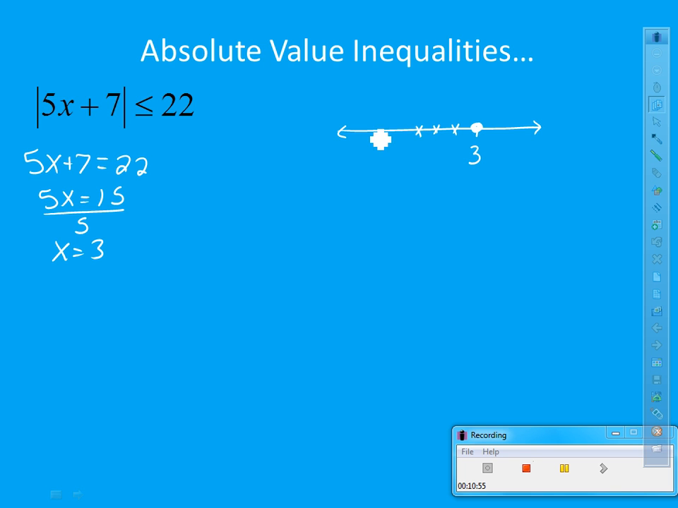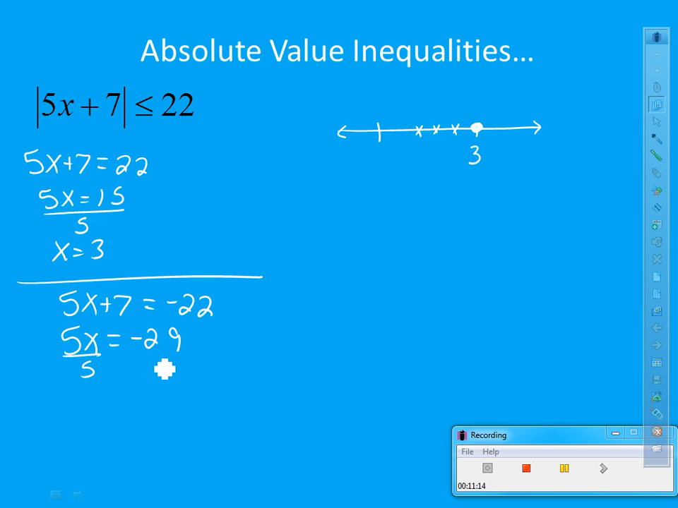Let me go get this other main number, though. So I'm going to go 5x plus 7 puts me 22 units to the left, so negative 22. Minus 7 from both sides and get negative 29. Divide both sides by 5, and since this comes out to be a nice decimal, you can use negative 5.8. So I'm putting negative 5.8 there. I know it's a closed dot because of the less than or equal to.